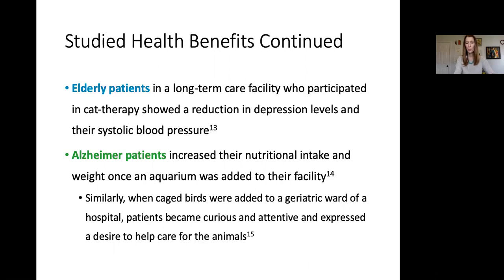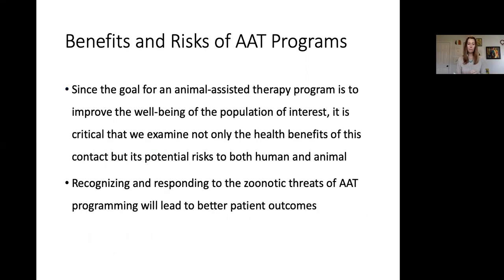This also happened when caged birds were added to a geriatric ward of a hospital, and patients were reported to be more curious, more attentive, and they really wanted to help in the care of the animals. So you can see that there are many health benefits of animal-assisted therapy programs. We see a lot of different types of patients, a lot of different settings in which there are positive outcomes from these different types of interventions.